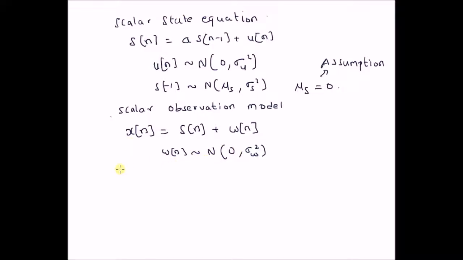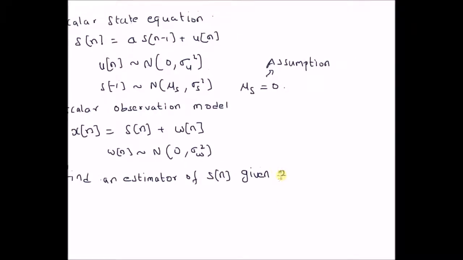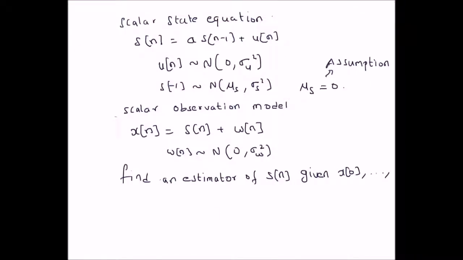The goal of the Kalman filter is to find an estimator of S of n given the observations from x of 0 to x of n. Given these n plus 1 observations, we want to basically find the best estimator for S of n. So this can be viewed as a filtering problem.